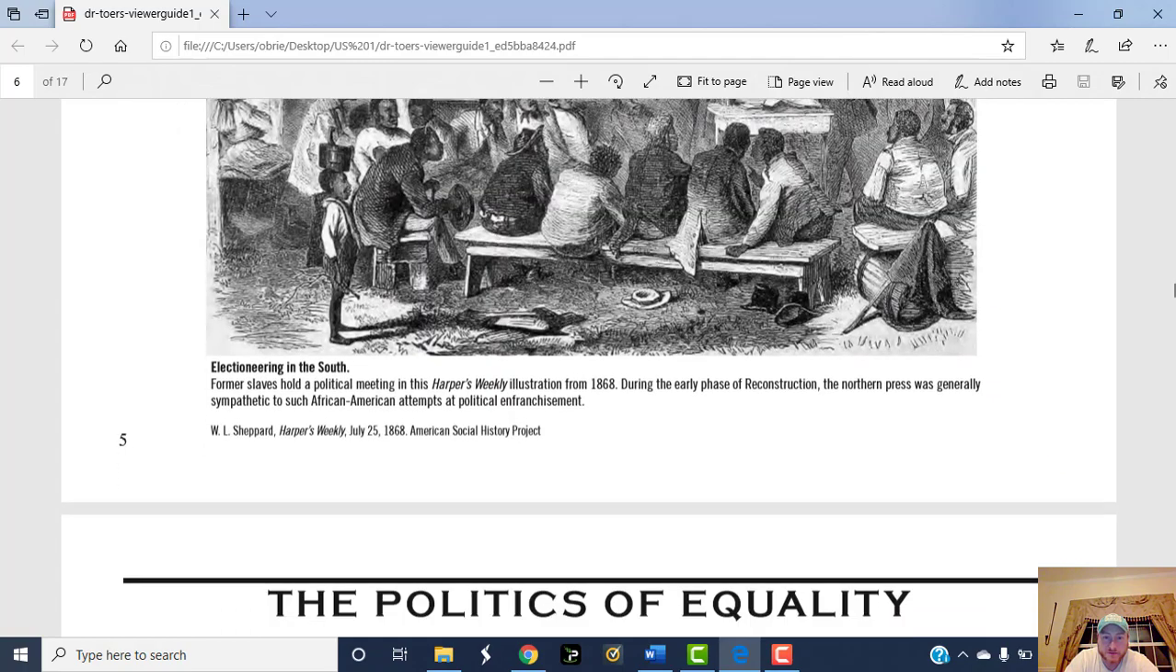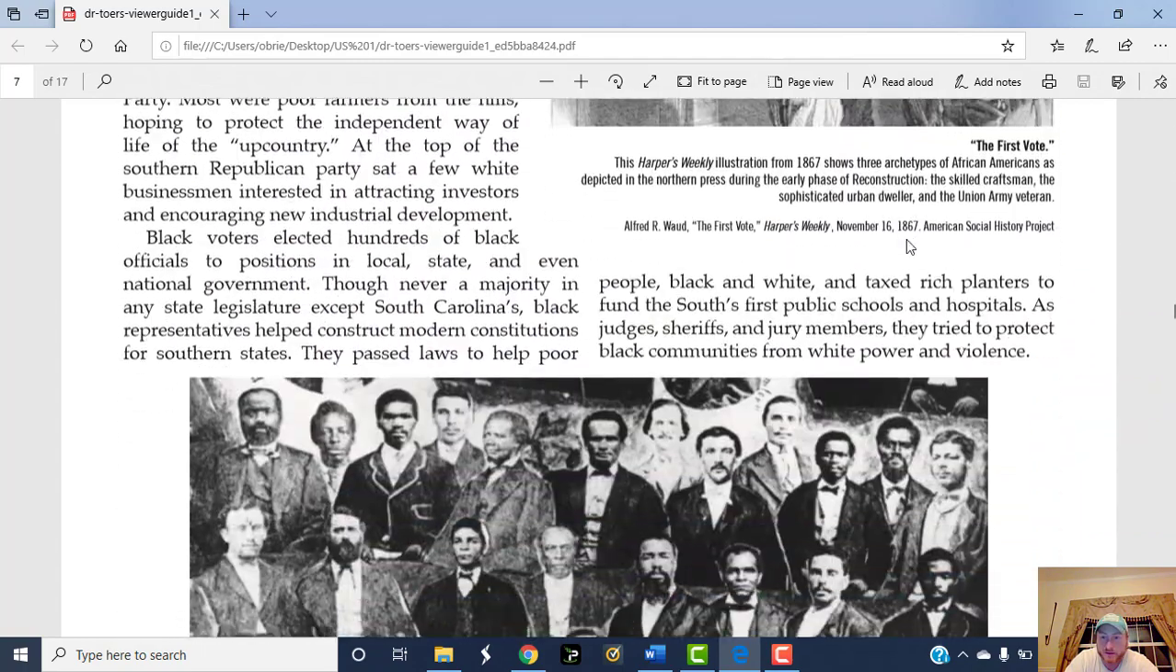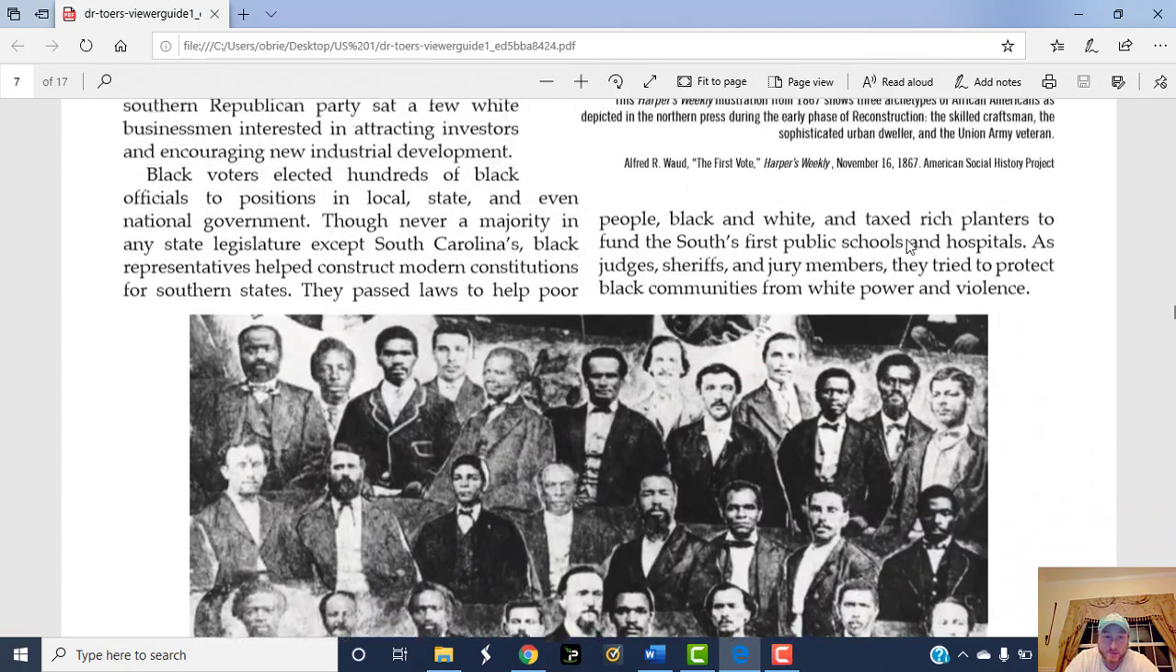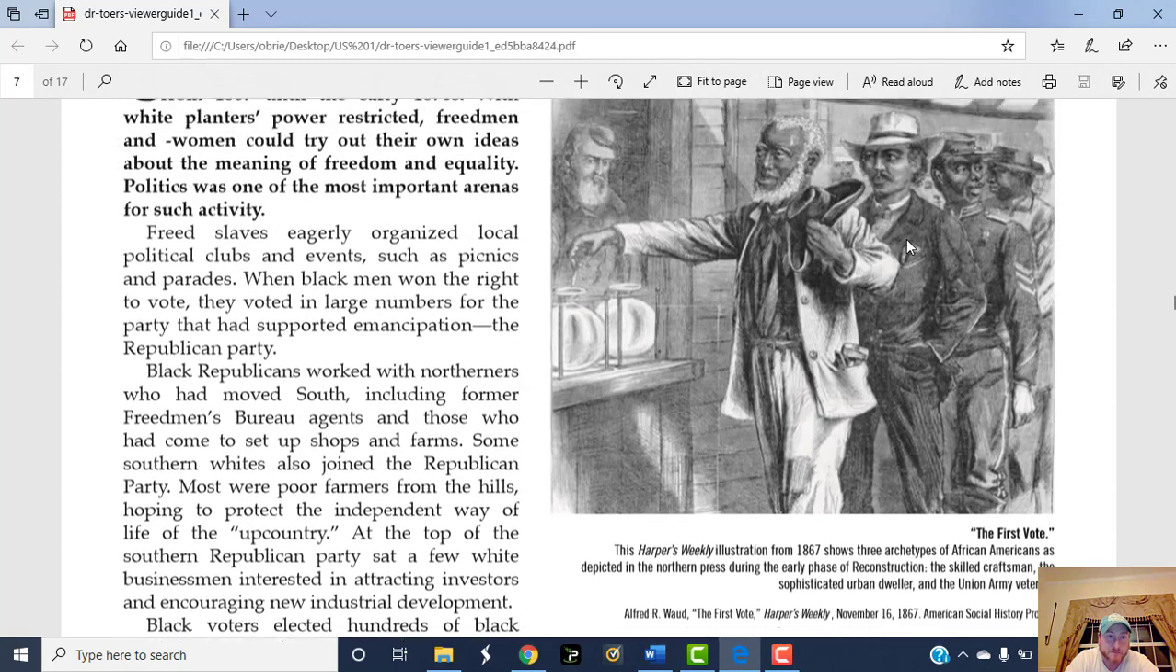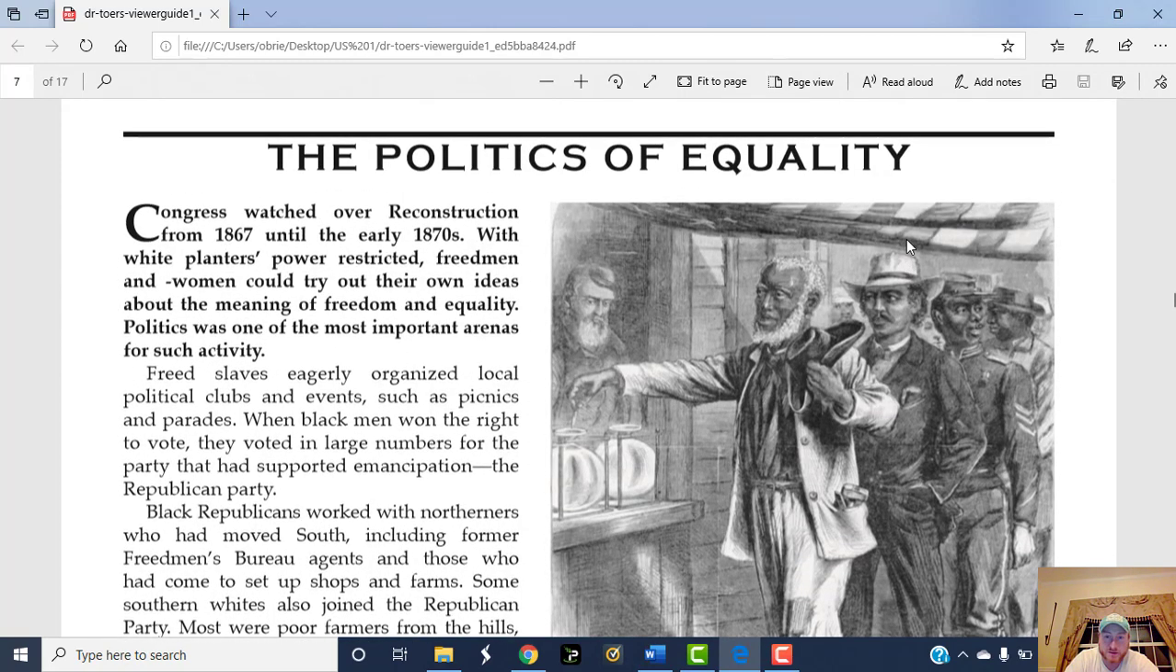All right, if you go to the next page, the politics of equality. This is page 6, the last page I'm going to read in this video. So if page 5 was presidential Reconstruction, page 6 would be congressional Reconstruction. So in 1867, Congress impeached the president. It was the first president to be impeached. Basically, they impeached him. I think it was like 11 or 12 articles of impeachment they sent over.